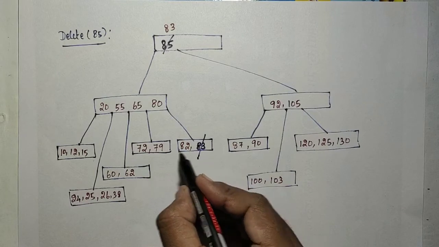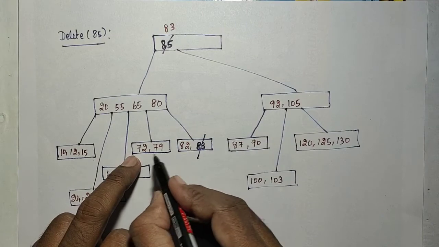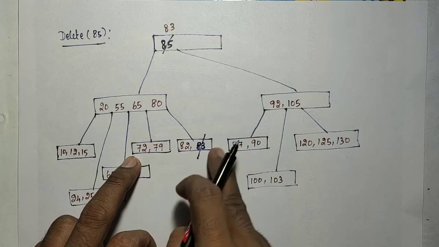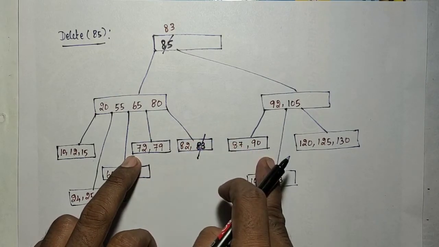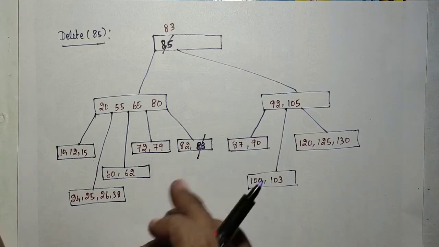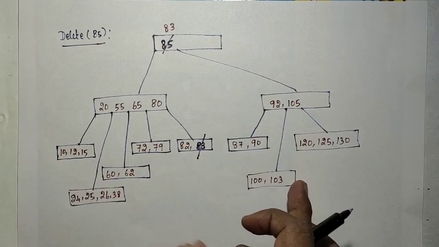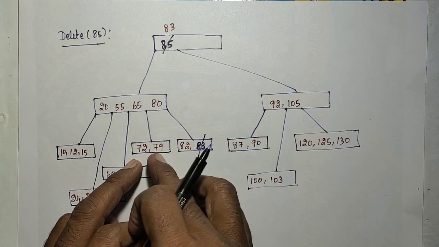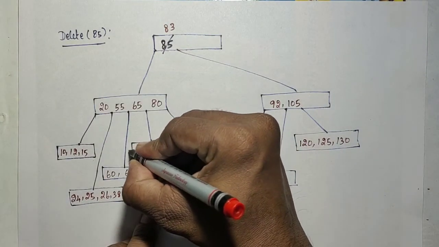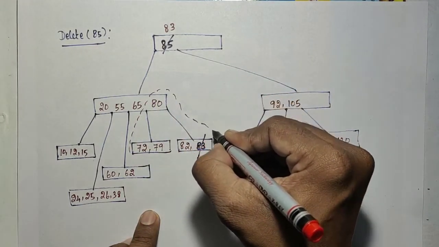The left sibling here is not able to give an element because it has only two elements. So I need to go for the right sibling, but there is no right sibling for this node. So both choices are over. The third choice is merge. Merge means it can be merged with the left sibling or the right sibling. Here, considering the left sibling, when we merge this, we get it like this, correct? This will be merged along with its parent.